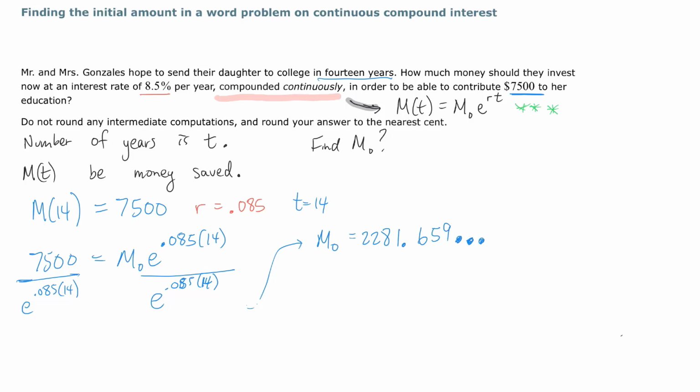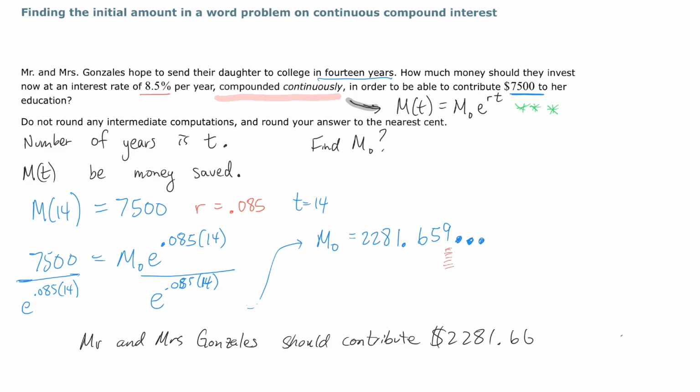It says round your answer to the nearest cent. So I could look at the thousandths place. It's a 9, so we're going to round this up by one more penny. And let's write a complete sentence so that everything makes sense. Mr. and Mrs. Gonzalez should contribute $2,281.66 now, so that $7,500 would be available in what? In 14 years. That would be awesome.